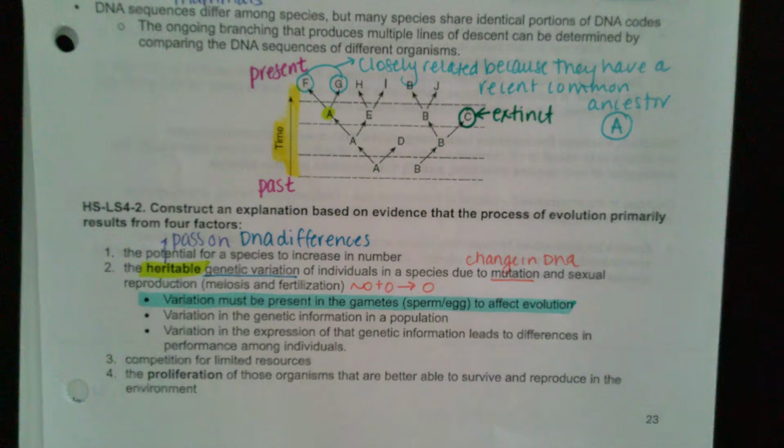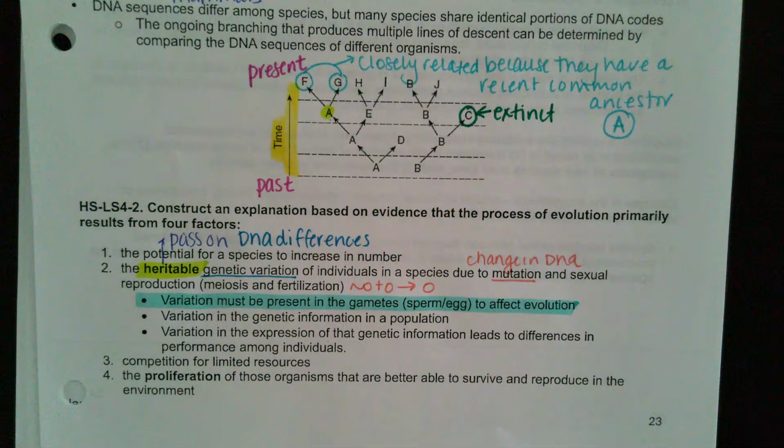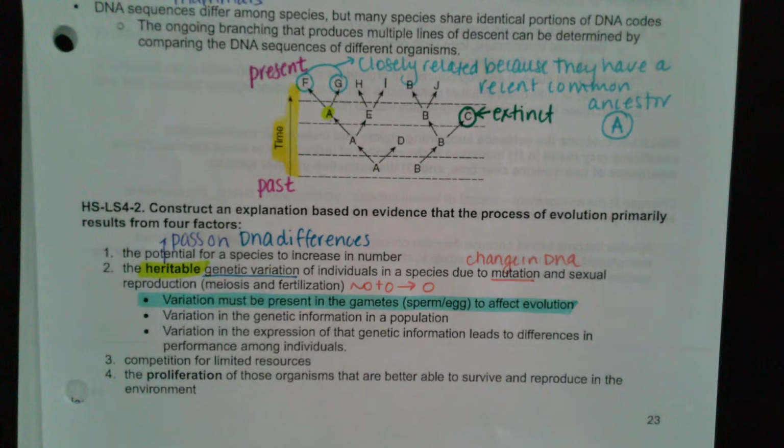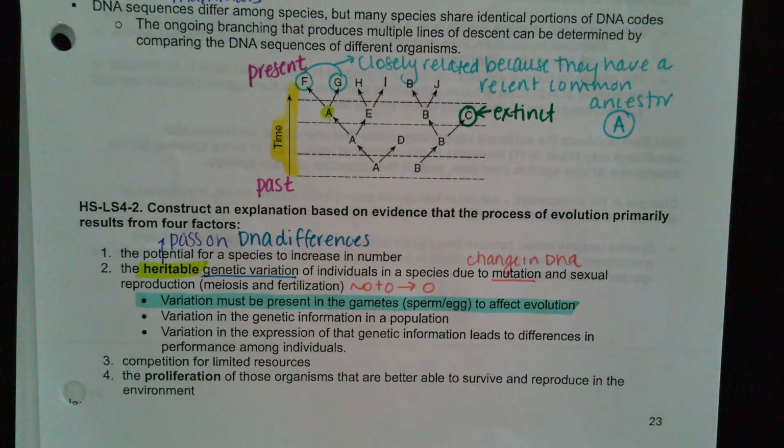So in order to pass on any sort of heritable trait, it has to be in the sperm and egg if the organism is sexually reproducing. It has to be in the sperm and the egg. Read the answer choices for these very carefully because they will give you one that looks like it's right because it says gametes, but the rest of the blurb will not be correct. Gametes only refer to sperm and egg. So read the entire answer choice.